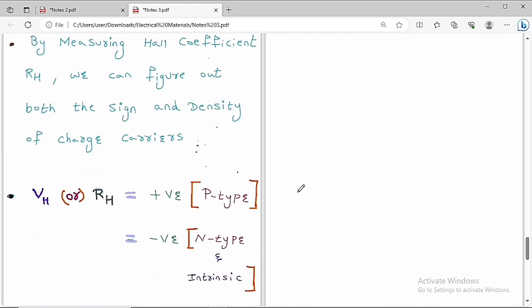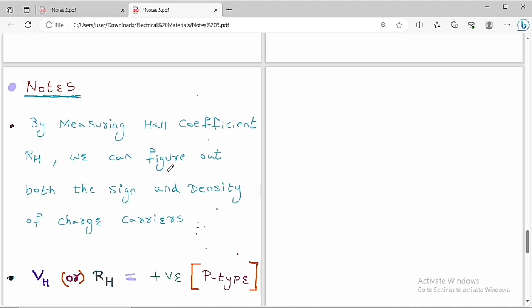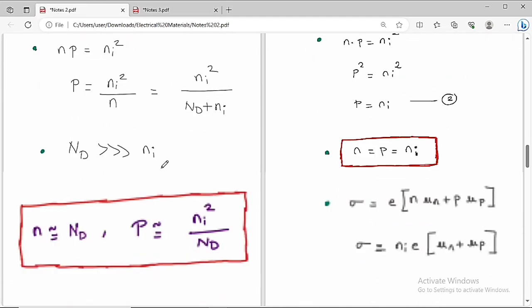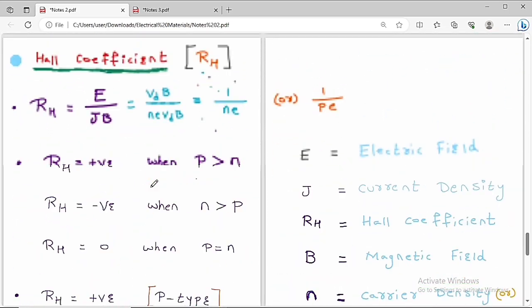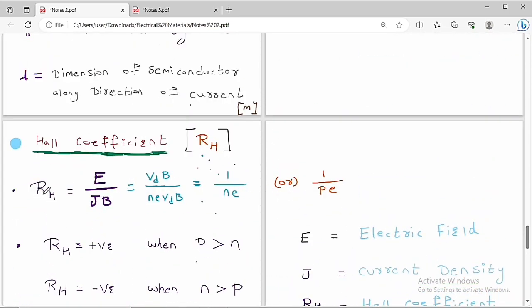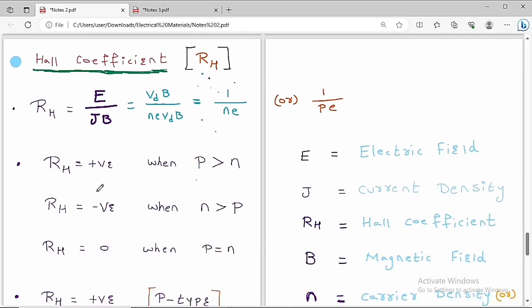So finally, this is the final concept of semiconductors. Some important points I will try to explain. Using the Hall coefficient RH, we can figure out both the sign as well as the charge and the density of the charge carriers. I have already told you this point. Just by knowing the value of RH, we can figure out the charge density, and its sign also. For electrons it's negative, and for holes it's positive. So you can get the sign as well as the charge density.